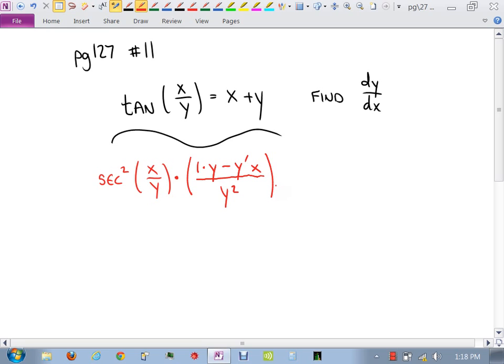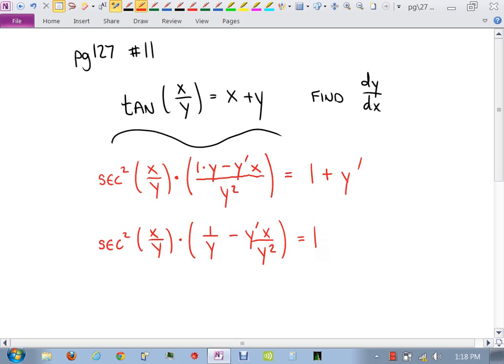That completes the differentiation on the left side. On the right side, you have equals what? 1 plus y prime. Okay, so let me try and clean this up. I have secant squared of x over y times, how about this, 1 over y minus y prime x over y squared, equals 1 plus y prime.